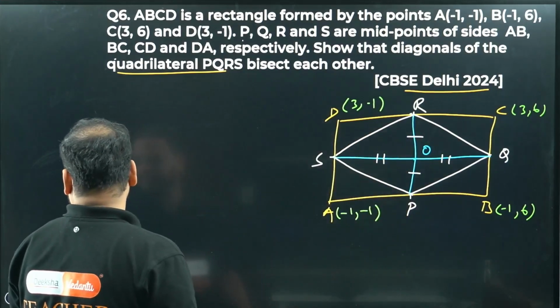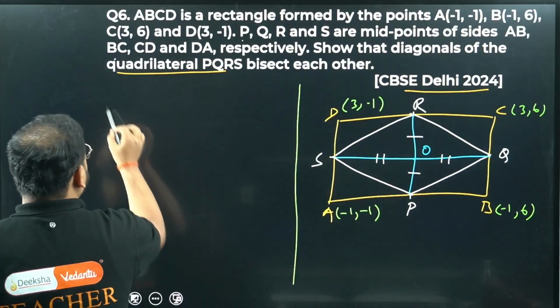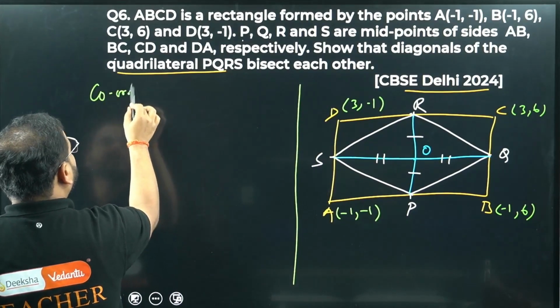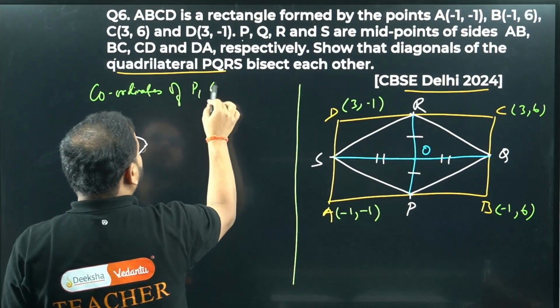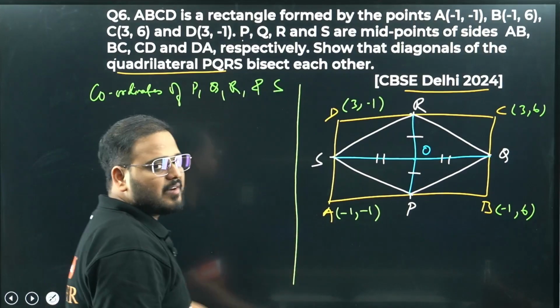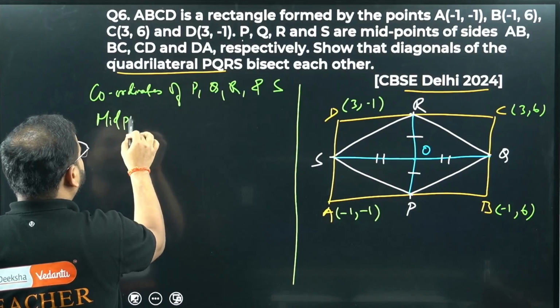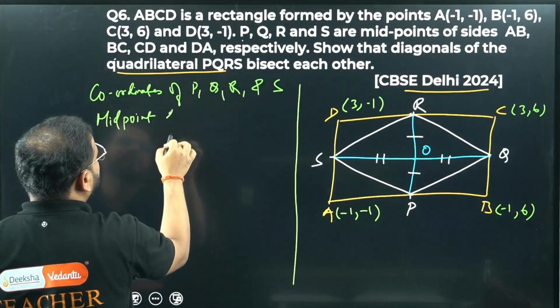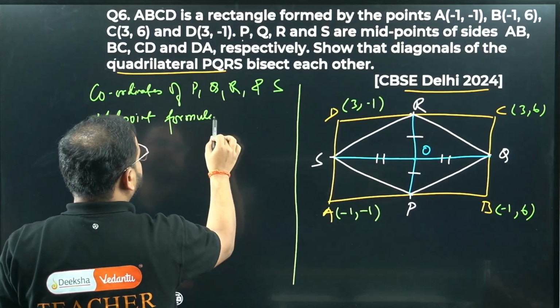Okay, coordinates of PQRS. Chaliye. Now the working starts. So coordinates of P, Q, R and S. How do you find for P? We'll use the midpoint formula everywhere, sir. Midpoint formula, sir. Okay, please check.